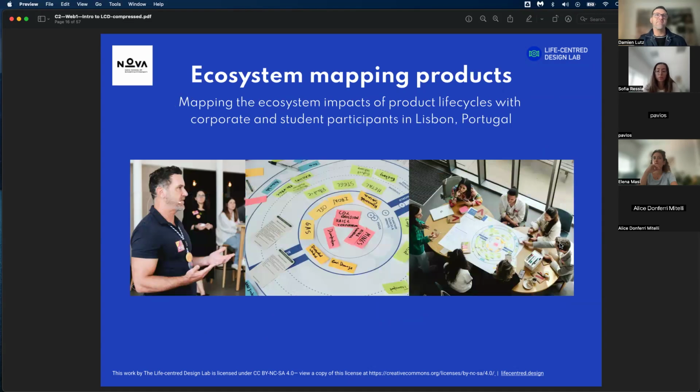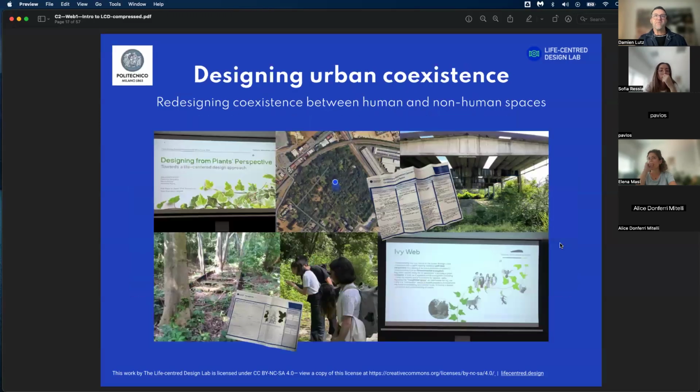We also did ecosystem mapping with some businesses, looking at the wider impacts of their products so they can really see the broader impacts and determine which non-humans they can make personas for and start making a change. This is a really interesting project.